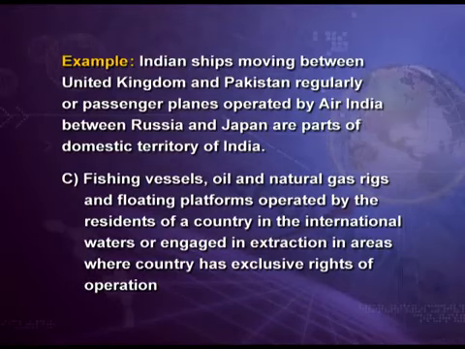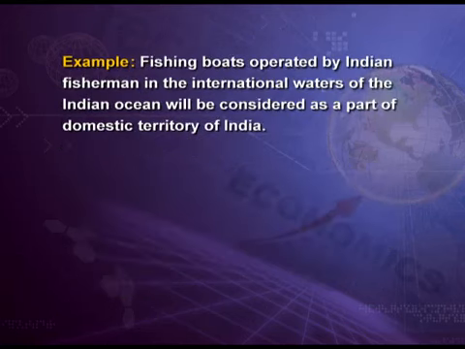Third item included in the definition of domestic territory is fishing vessels, oil and natural gas rigs, floating platforms operated by the residents of a country in the international waters, or engaged in extraction in areas where the country has exclusive rights of operation. For example, fishing boats operated by Indian fishermen in the international waters of the Indian Ocean will be considered as a part of domestic territory of India.